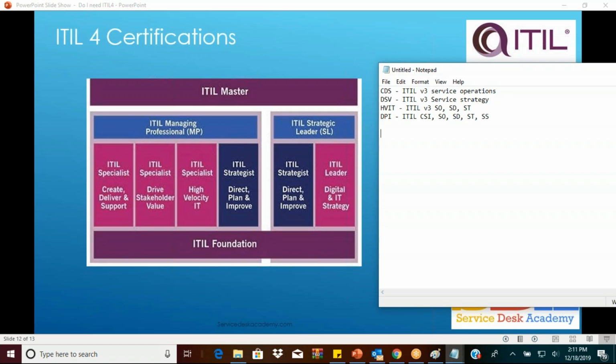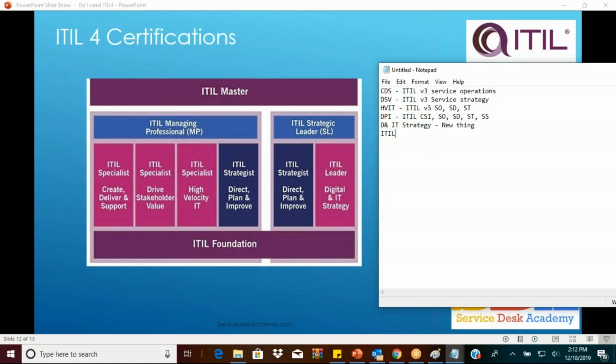The last one would be Digital and IT Strategy. We're going to get guidance and best practices on how to transform an organization into a digital organization. So this is also a brand new thing. This is how I can correlate ITIL v3 certifications with ITIL v4.